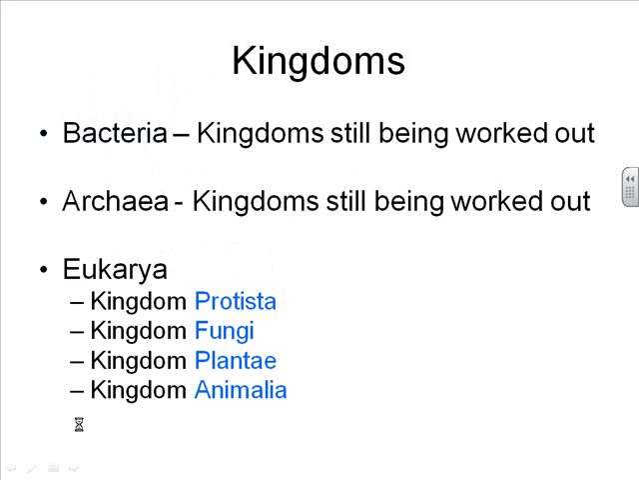For bacteria and archaea, we're still not sure about the kingdoms. So if we're not sure about the kingdoms, we can't classify any further. If we don't know a kingdom, we don't know a phylum, a class, an order, and so on. When we classify bacteria, they're simply classified in the domain bacteria. The same thing for archaea. But eukaryotes can be described even further because we have the protista, the protist, we have the fungi, your mushrooms, your plants, your animals.